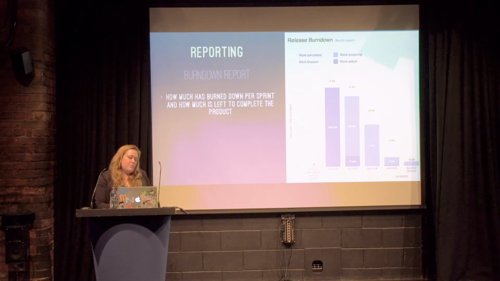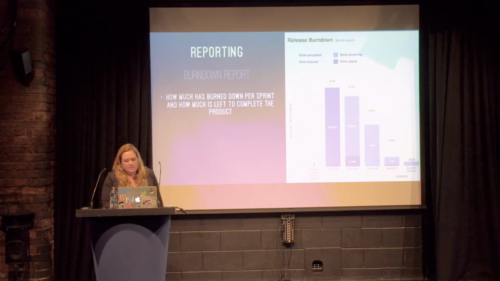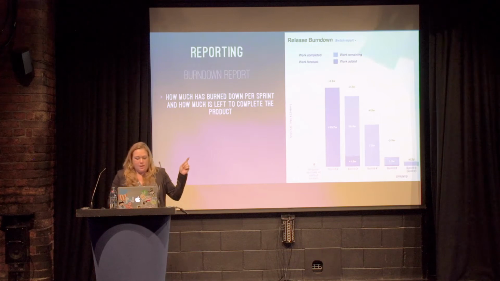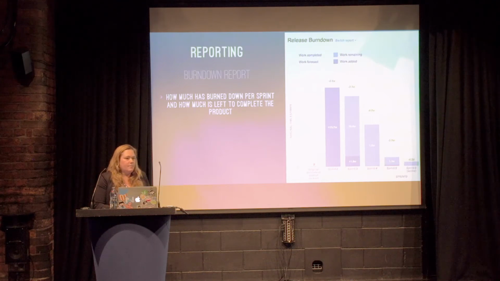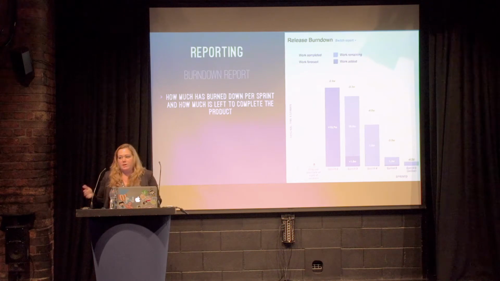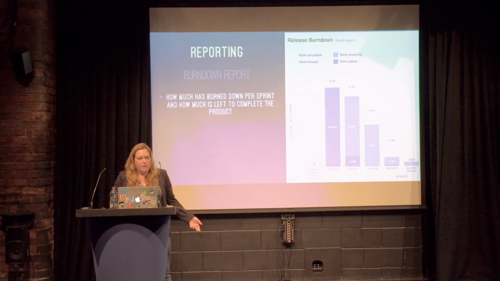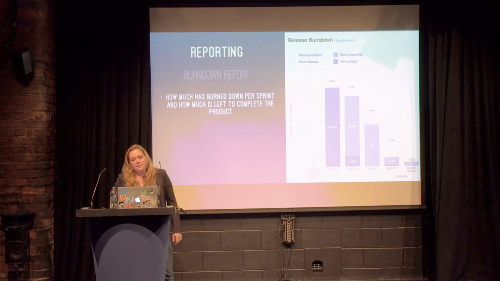And then the next report we have is the Burndown Report. This is how much has been burned down per sprint and how much is left to complete the product. So you can see here, for each sprint, how much time was completed, and that we're going to be completing it in sprint 6. A lot of people think that when you're doing Scrum and Agile, because you're doing sprints, you never know when it's going to end. And that's totally not the case if you're doing it correctly. If you're using your reports, you can always estimate the end date.